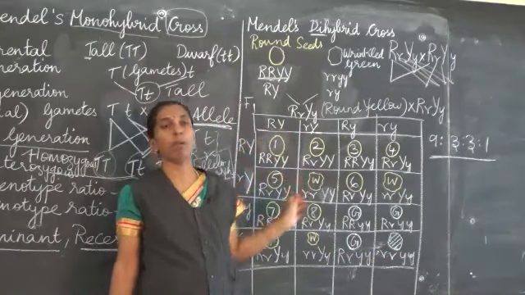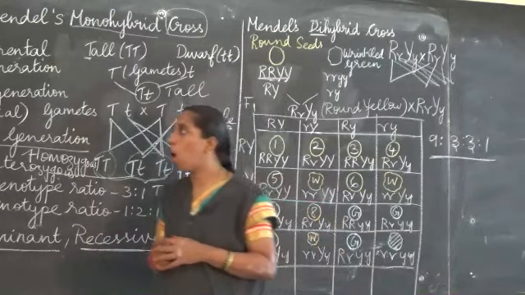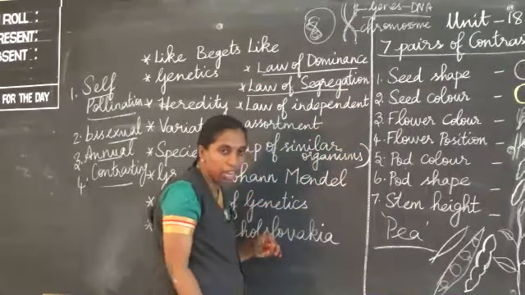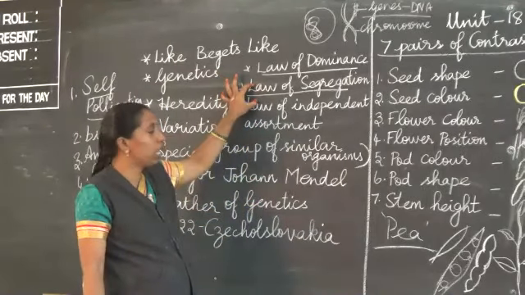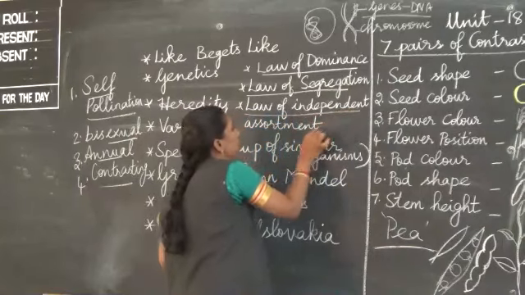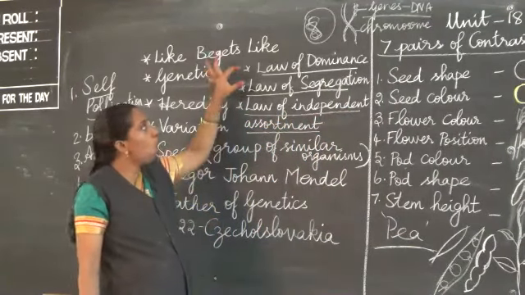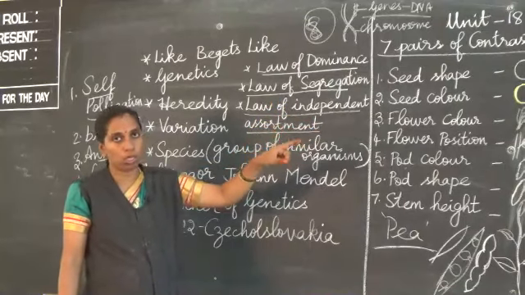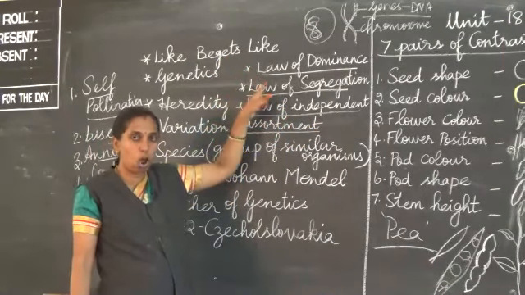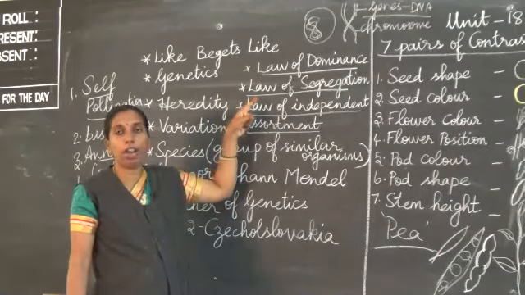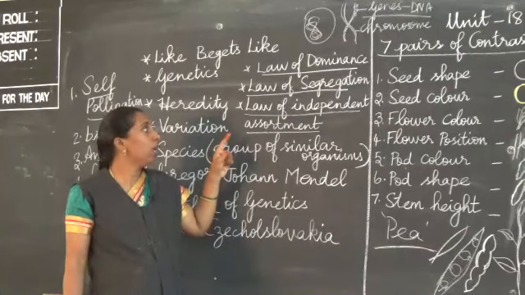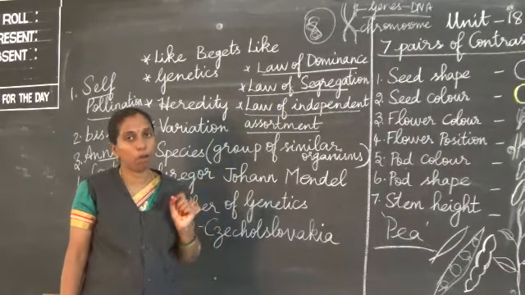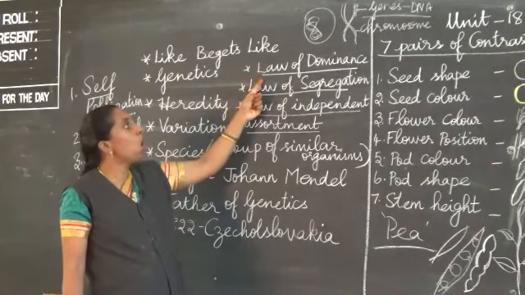Now, based on his experiments, he put forth three laws. The three laws are, the first one is law of dominance, second one is law of segregation or law of purity of gametes, and the third one is law of independent assortment. The first one is law of dominance. Law of dominance is based on Mendel's monohybrid cross, whereas law of segregation or purity of gametes and law of independent assortment, these two laws are based on Mendel's dihybrid cross. So first we shall see what is this law of dominance.